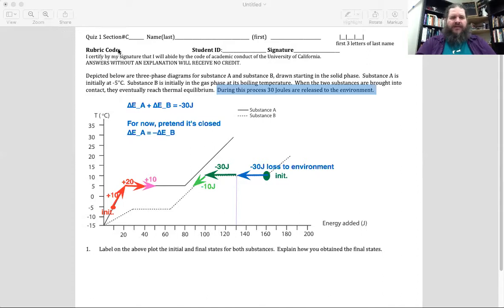And it looks like they are now at the same final temperature. Everything's at the same final temperature, so that is equilibrium. Looks like everything ends up at 5 degrees Celsius. So we can list this out as the final state. It looks like everything's at 5 degrees. And what can we say about the phase of substance B? Yeah, substance B is all liquid.